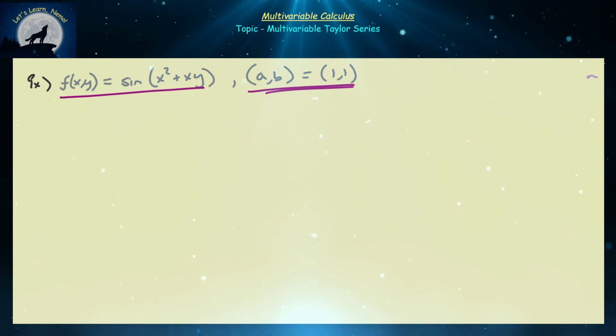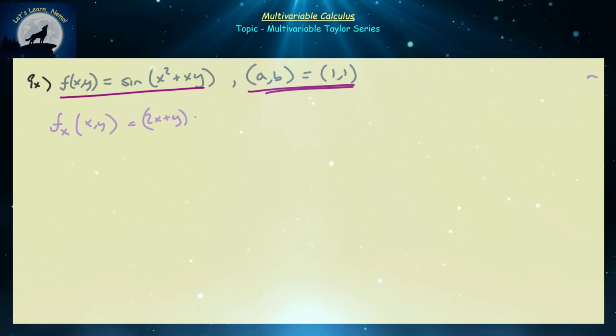So the first thing that we need to do is get our first order derivative. So fx at, for example, (x, y), that's going to be equal to what? So the derivative with respect to x is going to be equal to, so keep in mind y is a constant here, so that's going to give us (2x + y) multiplied by the cosine of (x² + xy).